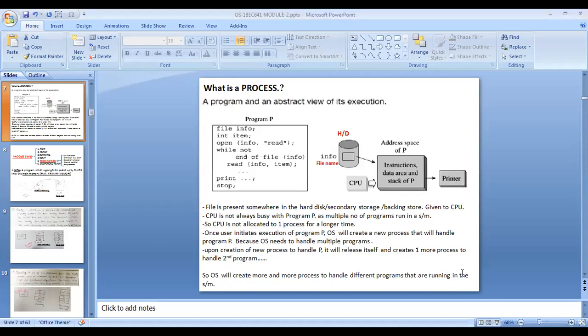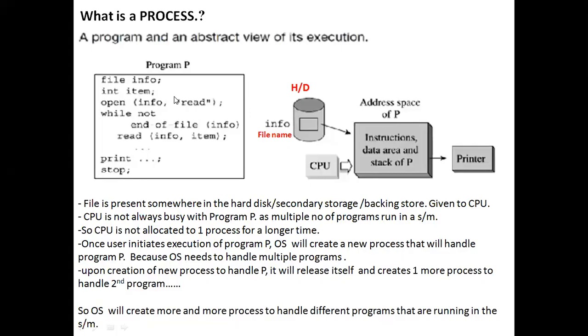In the last class, the last video, we were discussing what a process is and the abstract view of its execution, how the process will be dealt with in the operating system. We have a simple program by name P, where we are opening a file so as to do some operation on it. Whether we do a read operation or a write operation, I need to first open the file. We have a command by name open, and the command is a read command. We're reading the content of the file, and also printing the contents of the file. This particular program P will be handled by the operating system, where the address space of the program will have the instructions, the data area, and the stack of the program P.